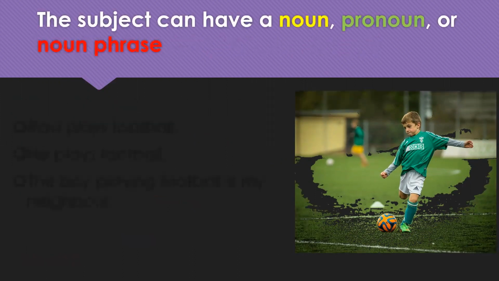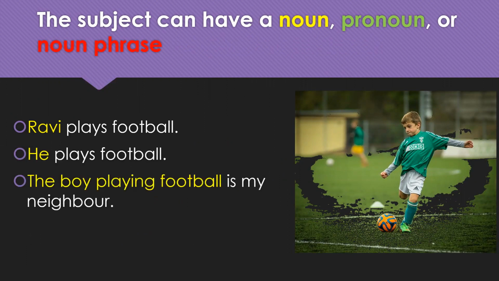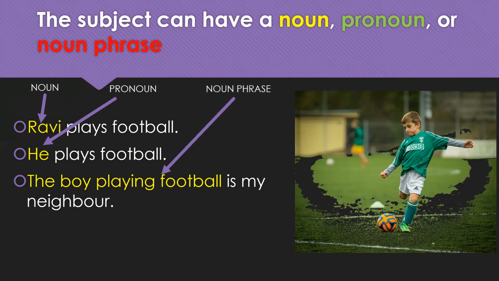The subject can have a noun, pronoun, or noun phrase. For example, Ravi plays football. He plays football. The boy playing football is my neighbor. In the first case, the first sentence, Ravi is a noun. But in the second case, he is a pronoun. In the third case, the boy playing football is a noun phrase.